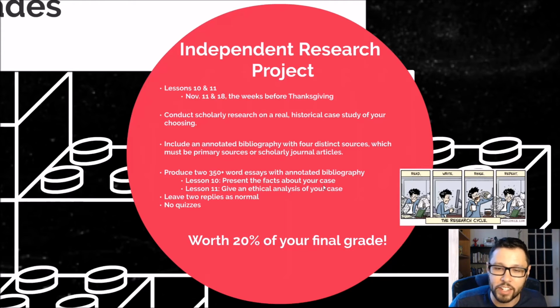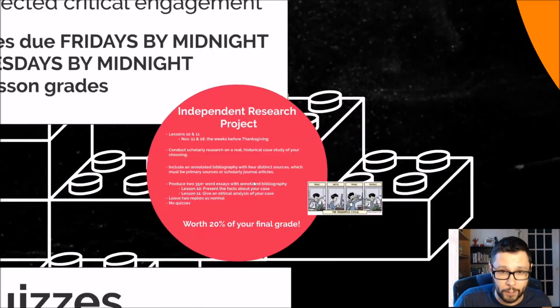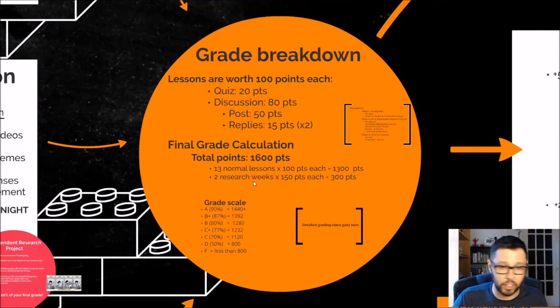The idea is that in lesson 10, you're going to present the facts of your case in a neutral way, just to get everyone up to speed on what happened in your case and why it's important. And then in lesson 11, you're going to give an ethical analysis of your case. What went wrong? Whose responsibility is it, and why? How do we prevent these things from happening in the future? That research project is worth 20% of your grade. So these projects together constitute your entire grade this semester.